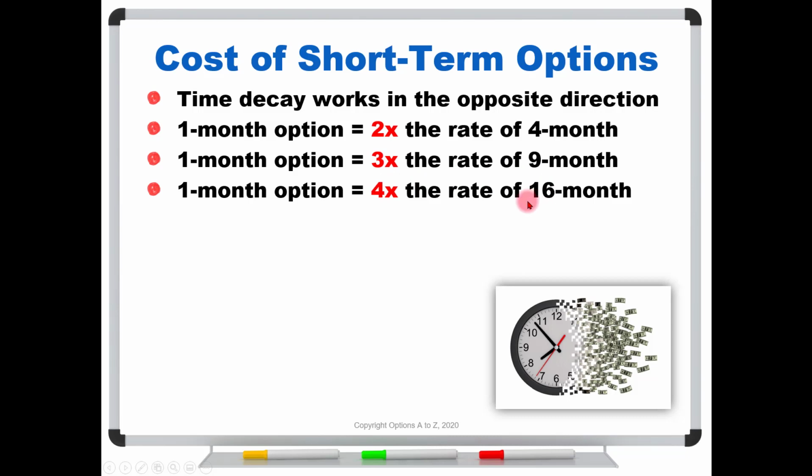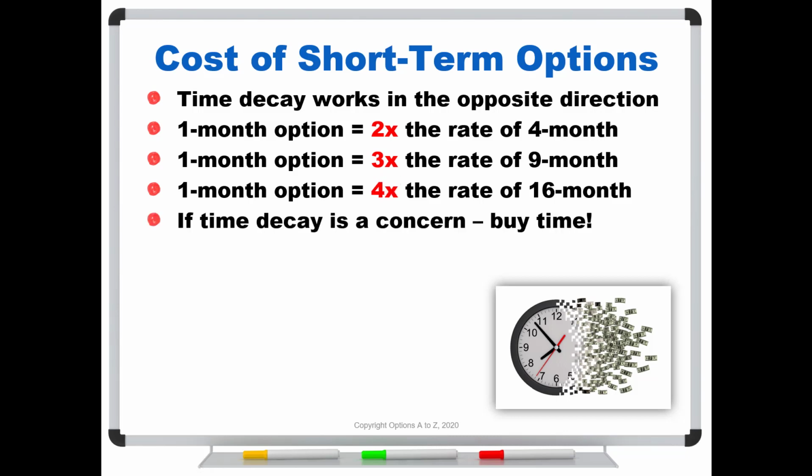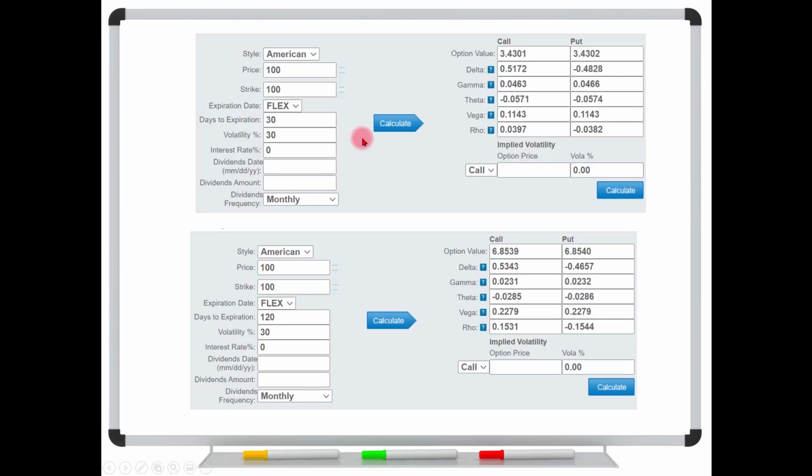So you can see that if you're choosing the shorter dated options as opposed to the longer dated ones, your time decay greatly accelerates. If you think that time decay is already difficult enough, try multiplying it by 2 or 3 or 4. They're massively different. So remember, if time decay is a concern, don't be afraid to buy time. All right, let's see if this actually holds in a pricing model.